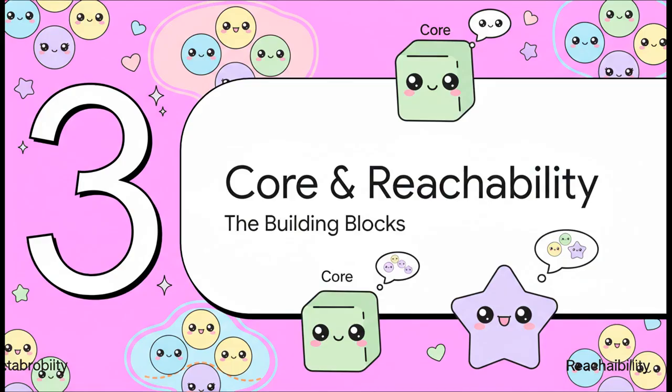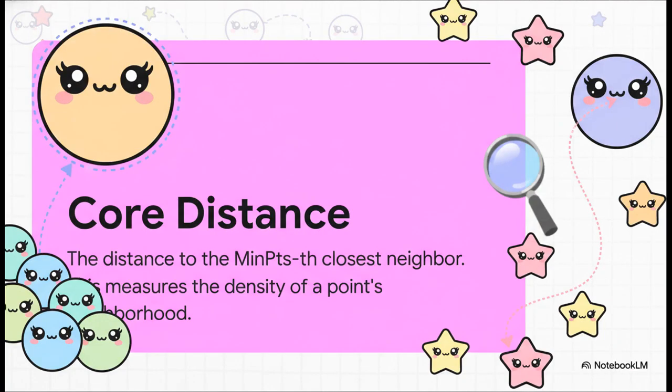Let's break them down. Okay, first up is core distance. You just give the algorithm one setting, a number called min points. Then, for any point in your data, its core distance is just how far it has to reach out to find that minimum number of neighbors. So a tiny core distance means you're in a super crowded area, like a city center. A big core distance means you're way out in the quiet suburbs.